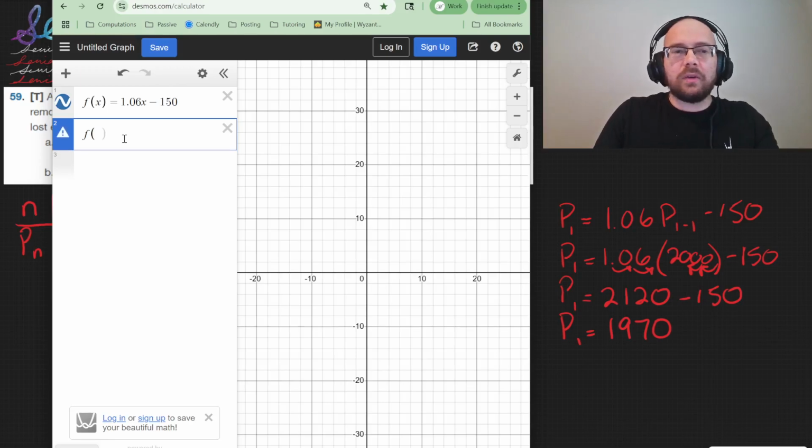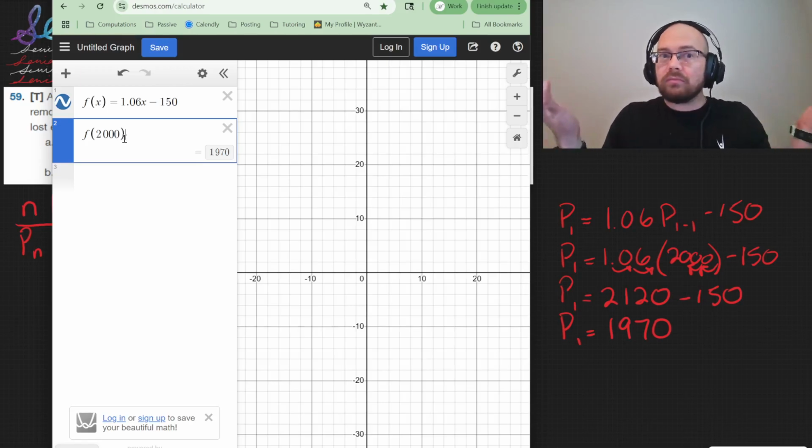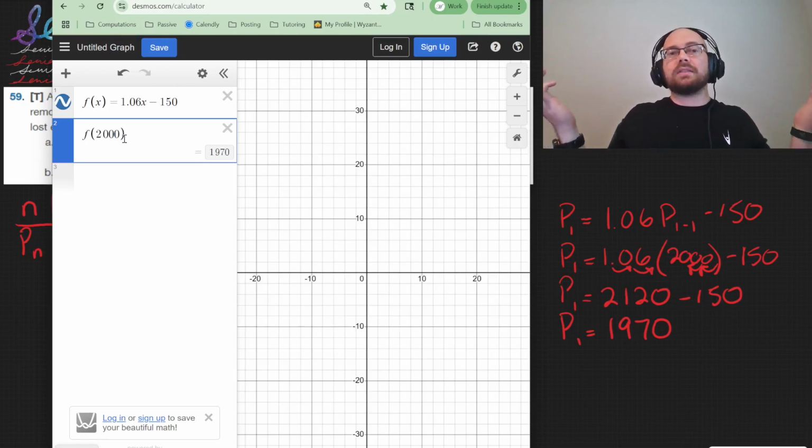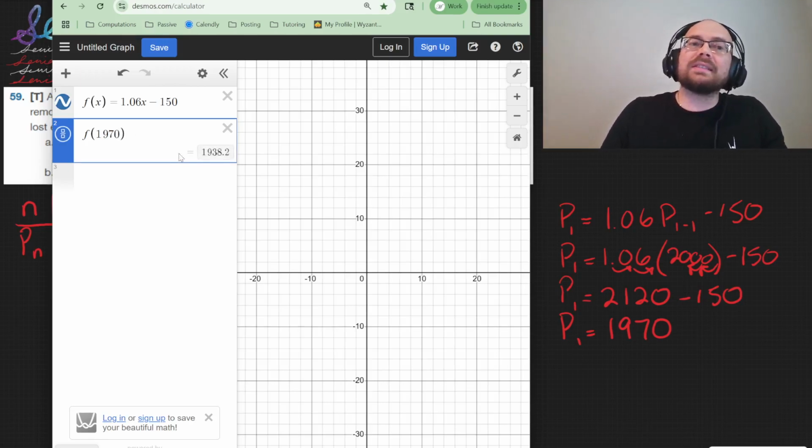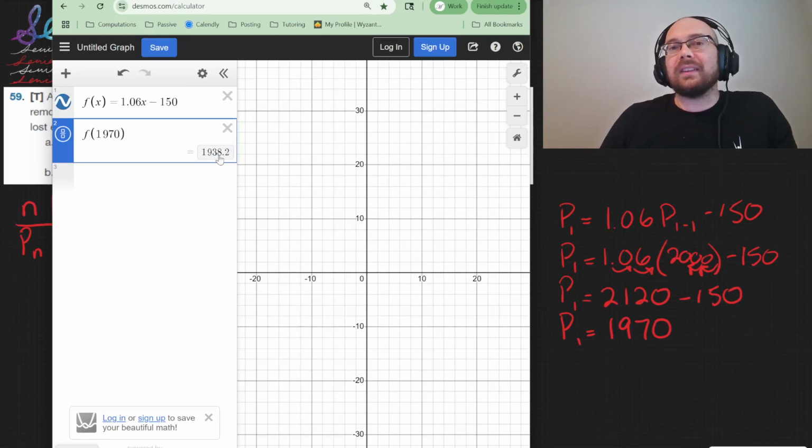So f of 2000, we can just confirm our answer. f of 2000, 1970. Awesome. We got the right answer. Now what we do is take that number and plug it back in. I'm actually just going to copy paste it, but if you're on a graphing calculator, you'd have to write it down or just remember what the number is. So I get this. Now we're getting into decimals, so we would need to round to the nearest whole number because this is an amount of fish. You can't have 0.2 of a fish, not a live fish, anyways.